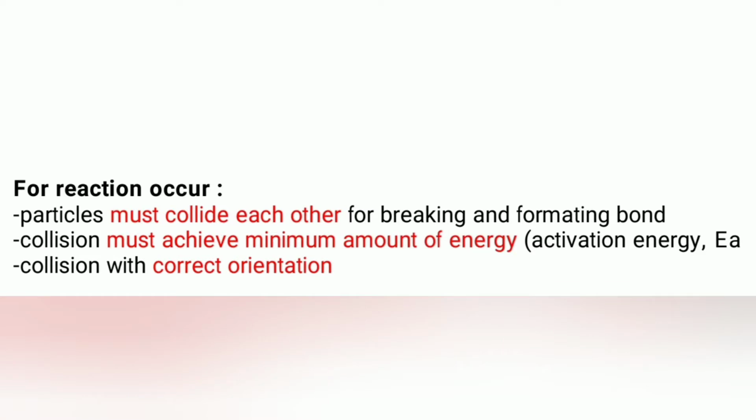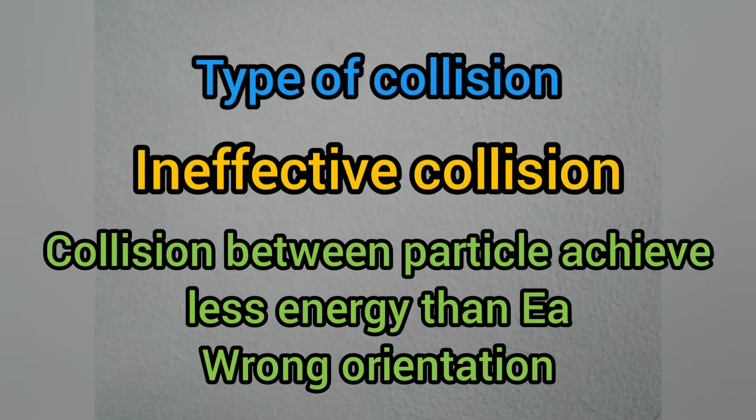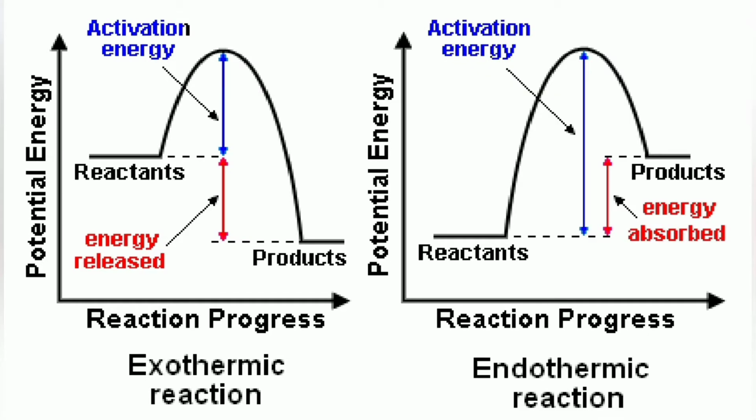For particles that collide with energy less than the activation energy needed for reaction, or with wrong orientation, they simply bounce apart without reacting. These collisions are known as ineffective collisions. Activation energy. The meaning of activation energy can be visualized by sketching the energy profile diagrams for exothermic and endothermic reactions. The difference in energy between the energy of the reactants and the energy at the peak of the curve is the activation energy.